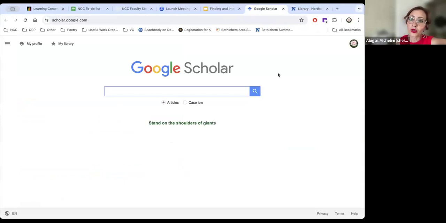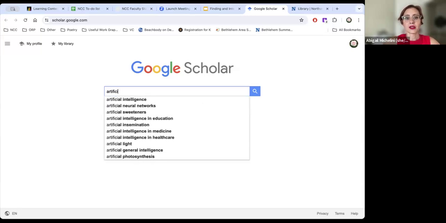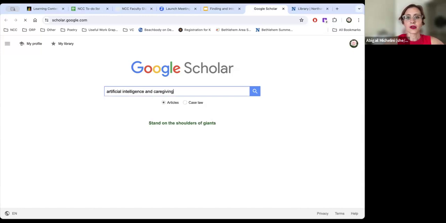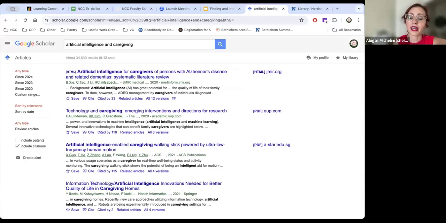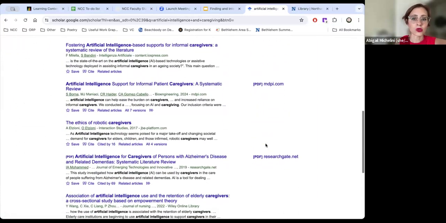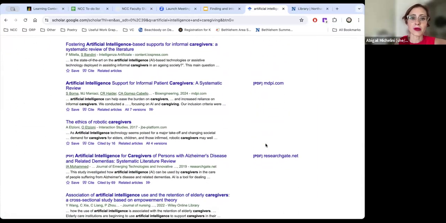Google Scholar is Google for scholarly articles, so for legit stuff that you can trust, okay? It's a great place to start for research if you have a broad question, like artificial intelligence and caregiving, right? You can see what's out there on it. Anything with a link here is free. The only problem with Google Scholar is that some of these are going to be behind a paywall.